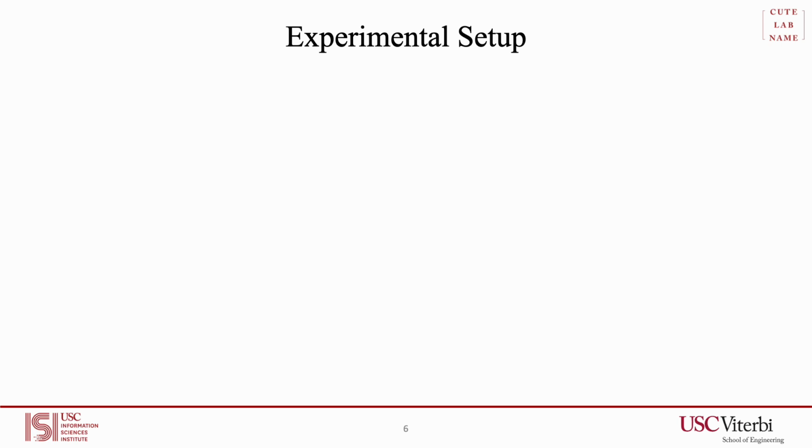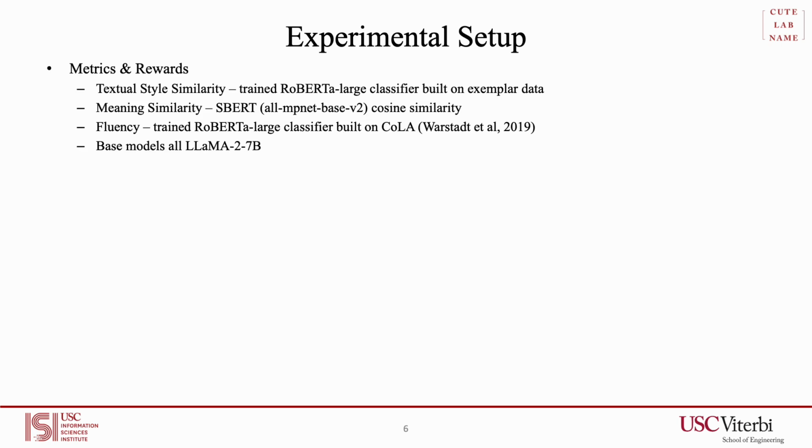Okay, so now that we've outlined what we do, let's get into our experiments. Our specific metrics and rewards that I outlined in general before: for textual style similarity, we build a classifier based on examples of each style using Roberta Large. For meaning similarity, we're using an SBERT cosine similarity with all-MPNet-base-v2. For fluency, again, we're using Roberta Large, and we're building a classifier on the Corpus of Linguistic Acceptability. And all of the models in the system are going to be starting from Llama 2 7B.